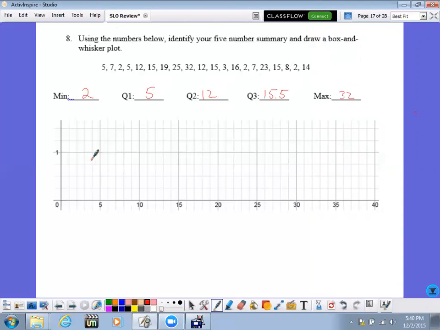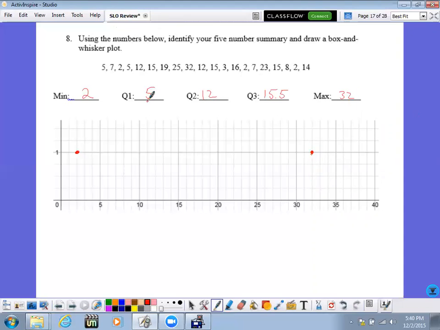Well, now I have this picture and I have to draw this out. Remember how we did it? As we said, well, our minimum's 2. I'm going to go about halfway up. We put a dot that represents the minimum. Maximum's 32, a dot to represent the maximum.